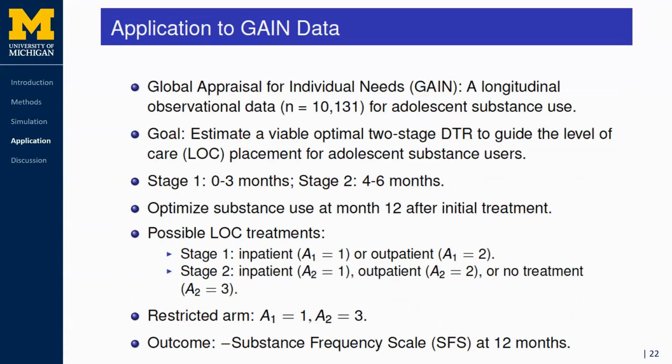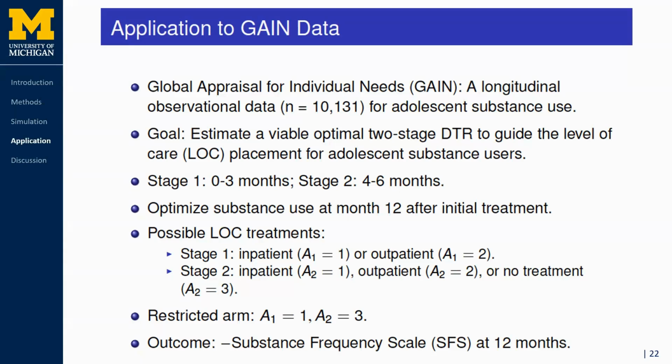And this is an example, like I mentioned earlier. This is the Global Appraisal of Individual Needs, a longitudinal observational dataset for adolescent substance use. We want to estimate a viable optimal two-stage dynamic treatment regime to guide the level of care for these kids. And here we have two stages of treatment. After they are diagnosed and enrolled in the study, 0 to 3 months is the first stage to initiate the treatment, and stage 2 is 4 to 6 months. And of course, you want to optimize the substance use at month 12 after the initial treatment.